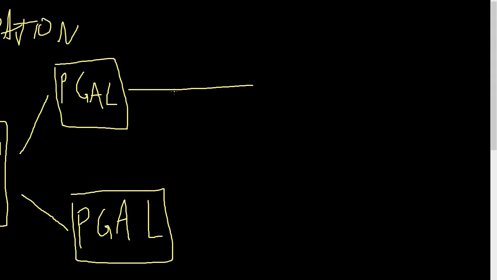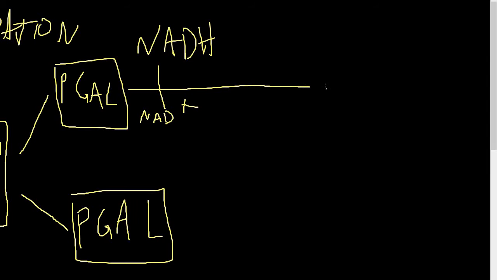In any case, with PGAL, first of all, it's oxidized via NAD+, and you are then left with NADH. Whenever something is oxidized, something else is reduced because the electron has to go somewhere. And so PGAL loses an electron via a hydrogen atom, and NAD+ gains this and then forms NADH.